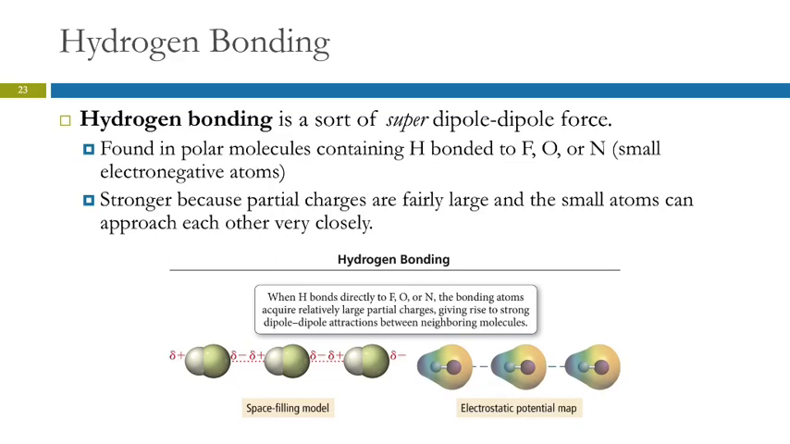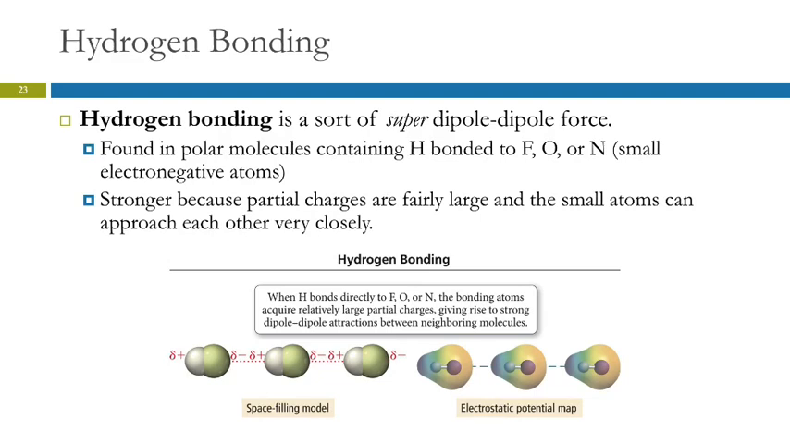Okay, so we've done dispersion forces, dipole-dipole forces, and now we're going to talk about hydrogen bonding. So I think of hydrogen bonding as being super dipole-dipole force, dipole-dipole force on steroids, just extra. It's the same idea as dipole-dipole forces, it's just extra strong. It's extra strong because it is found in polar molecules where you have hydrogen bonded to a very electronegative element, such as fluorine, oxygen, or nitrogen. These are small and highly electronegative. So these are extra polar molecules.